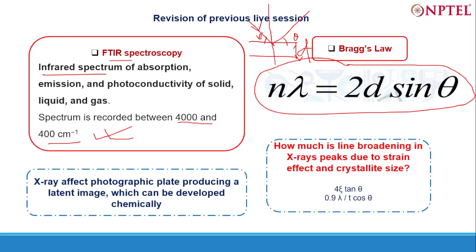You divide it here, connect it here. This is theta, so this is theta. That's how you interpret this result actually. n lambda equal to 2d sine theta. So this is actually Bragg's law. This is the main basic principle that is applied in spectroscopy, especially the X-ray spectroscopy.